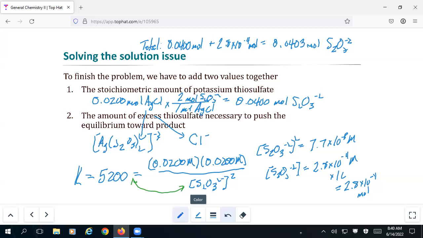Solve the stoichiometry first, figure out how much you have to add just to make the complex, and then use the combined equations to figure out the value of K, figure out how much extra you need just to hold the equilibrium to that product favored side. That's all it is. Right. Any questions with this one?